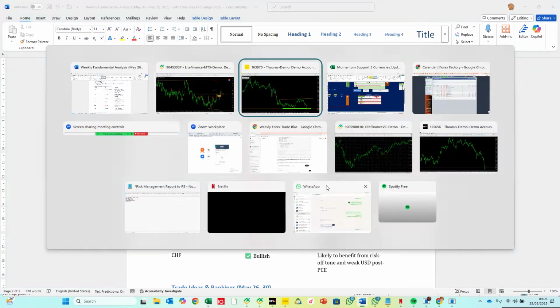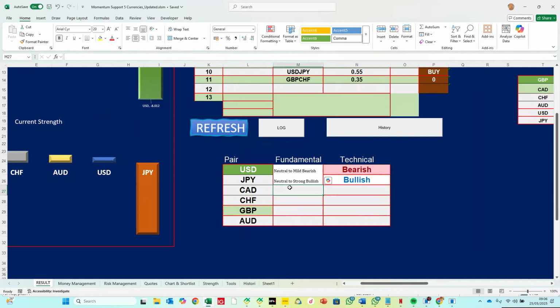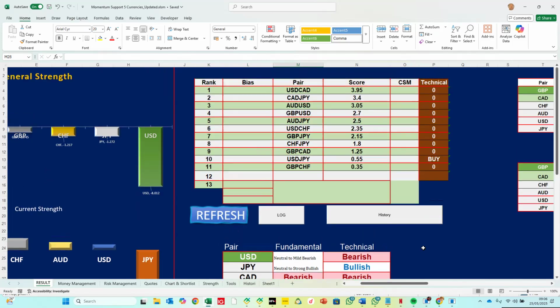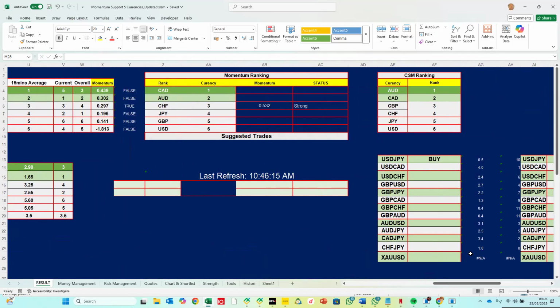So fundamentally speaking, we have bearish. And then technically speaking too, we have bearish. So we are going to be looking at going long on US dollar CAD in the coming week. So for me, I will be putting my bias for US dollar CAD to buy, which I can change sometime.